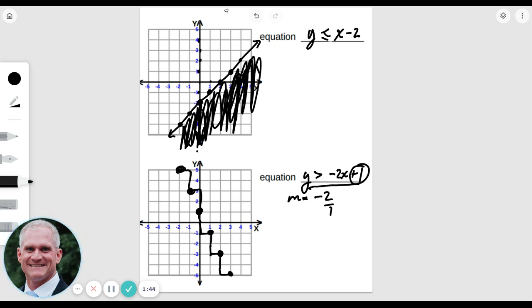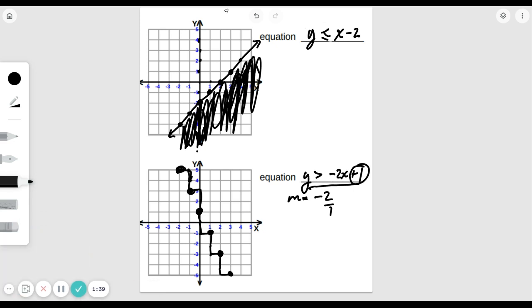Now, I'm going to get rid of those interim lines there so we don't have to see those. What kind of line do we draw here? Well, it's important to note that we need to draw a dotted line because we only have a greater than. We don't have a greater than or equal to. So the values on the line don't count. They're not part of our solution. So that's my dotted line.